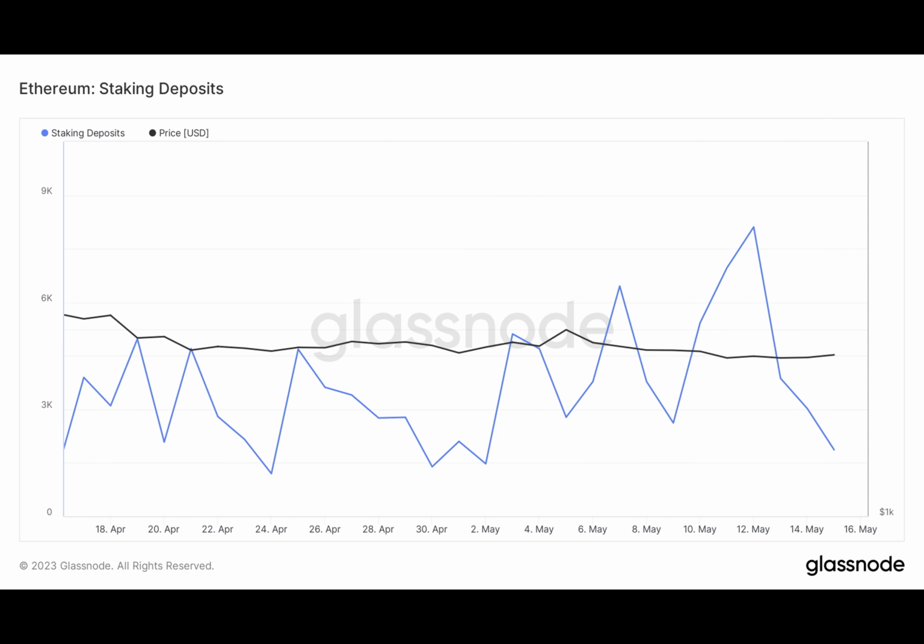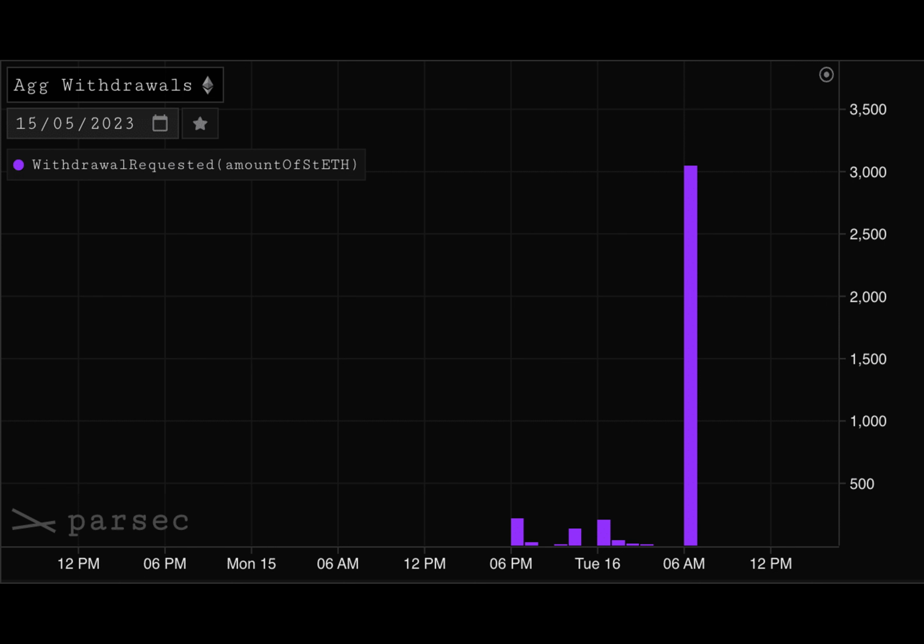1,437,859 withdrawals totaling over 277,000 ETH have been made on Lido in the last 24 hours. Additionally, data from Parsec revealed a spike in stETH aggregate withdrawals following the implementation of Lido's V2 upgrade.